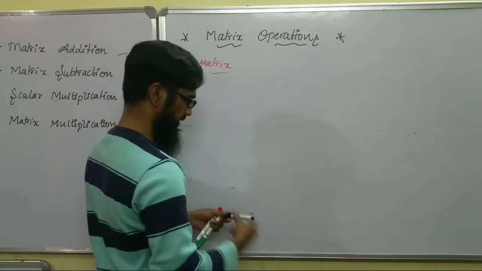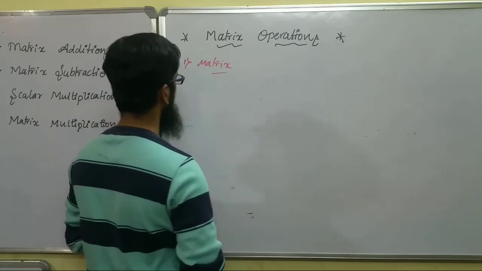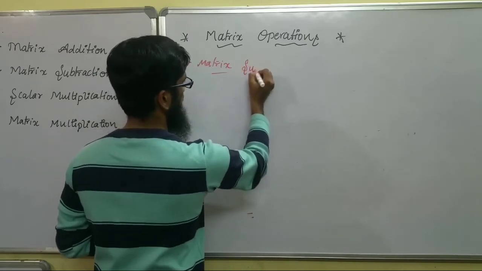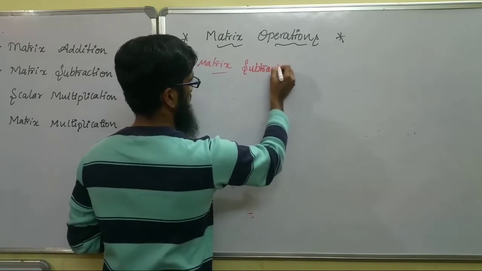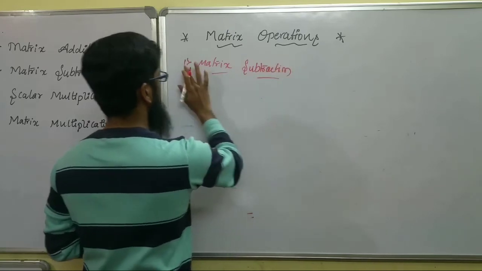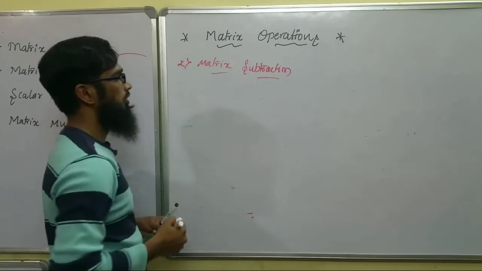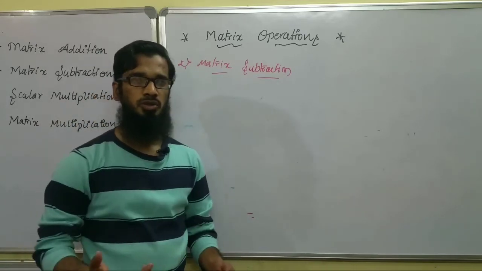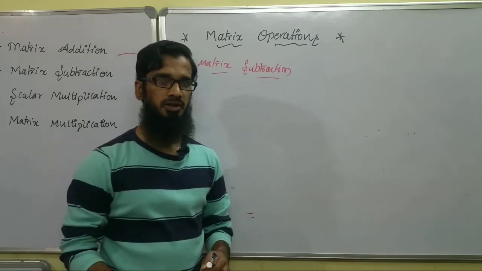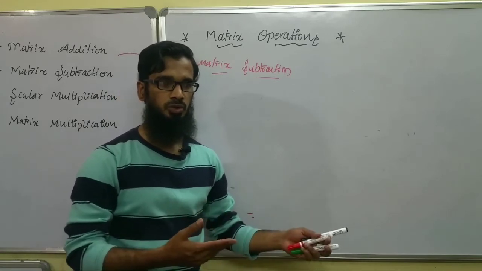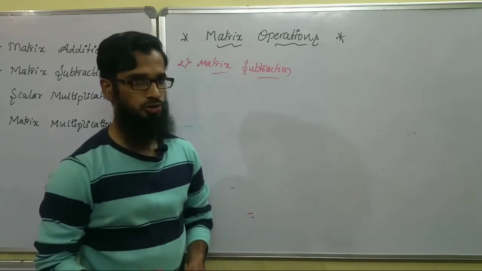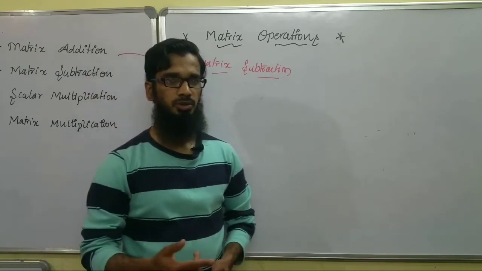Now the very second one is, I'll go for the matrix subtraction. Okay, now what will be the matrix subtraction? The first step is what? We need to find out the order of matrix 1 and matrix 2. If it is the same, then only matrix subtraction or addition is possible. This is the first important thing you have to remember.